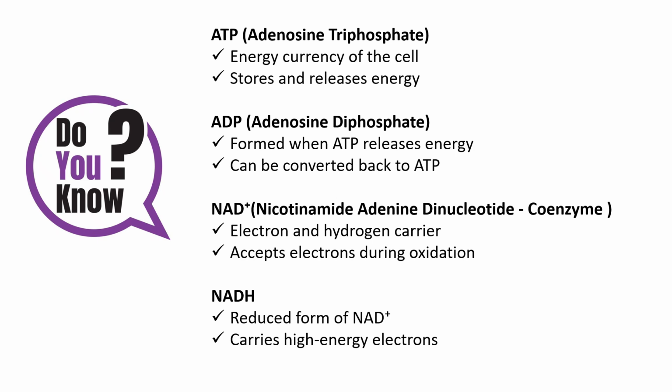It accepts hydrogen ions and electrons from substrates. NADH. When NAD+ accepts hydrogen and electrons, it is reduced to NADH. NADH stores high energy electrons and later helps in ATP production through cellular respiration.